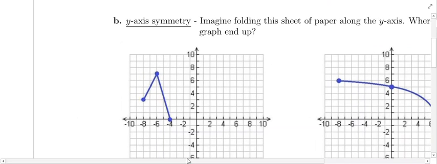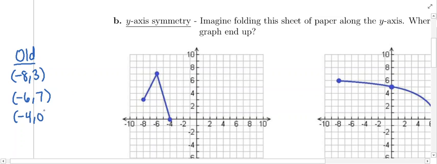I am going to continue to track the old points versus the new points. So here we go, my old points. We know they are located at -8, +3. And then the top point here that's emphasized is located at -6, 7. And then our last called out point here is -4, 0. And let's see where those guys end up.